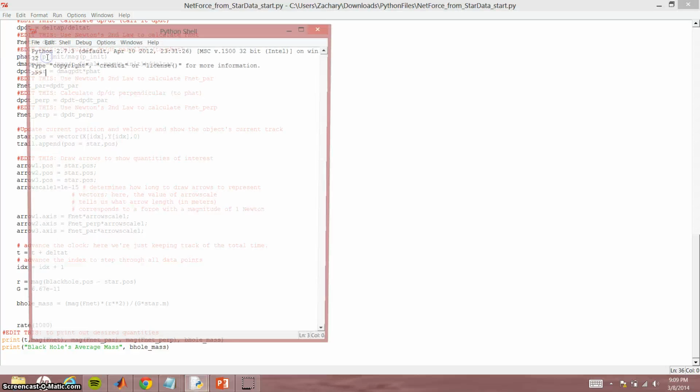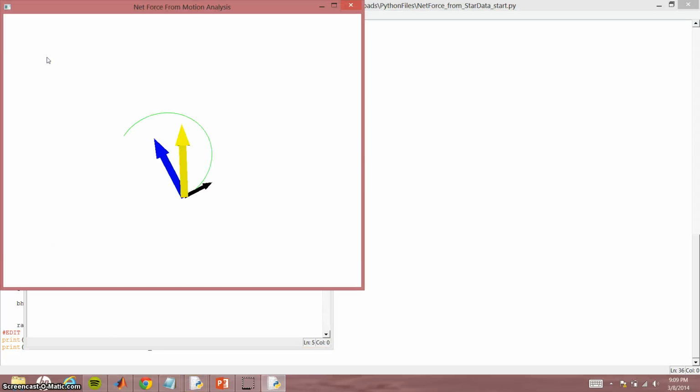So let's run the module. So first you can see the star moving. It moves pretty fast. I apologize. Here are the arrows indicating total force, parallel to the motion and force perpendicular to the motion, obviously, and then Fnet is the force of gravity. So the arrows are definitely in the right direction.